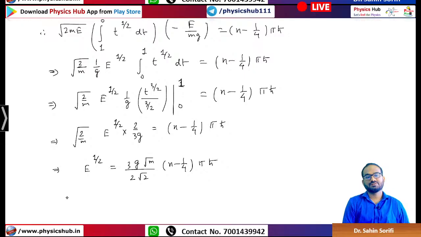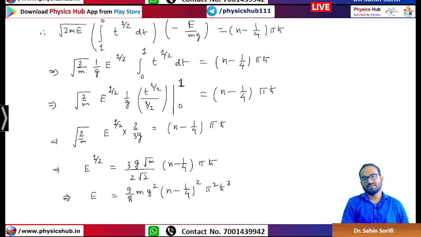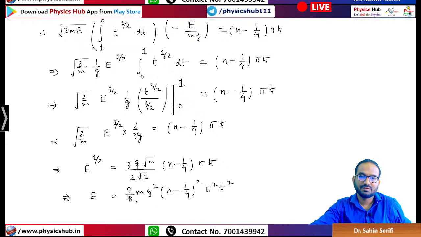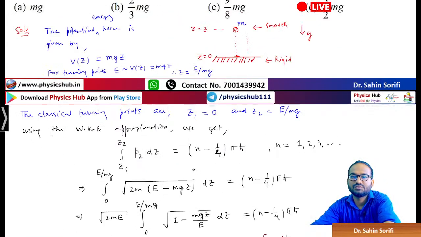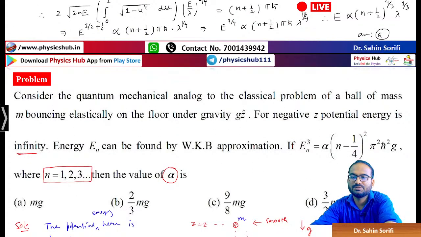So you have to take a square to make it E. So 9, 2 root 2, 4 into 2, 8, 9 by 8 m g square, okay, (n minus 1/4) whole square pi square h cut square. Let's look at the options and solution. What is it equal to? Alpha into (n minus 1/4) pi square h cut square into g.